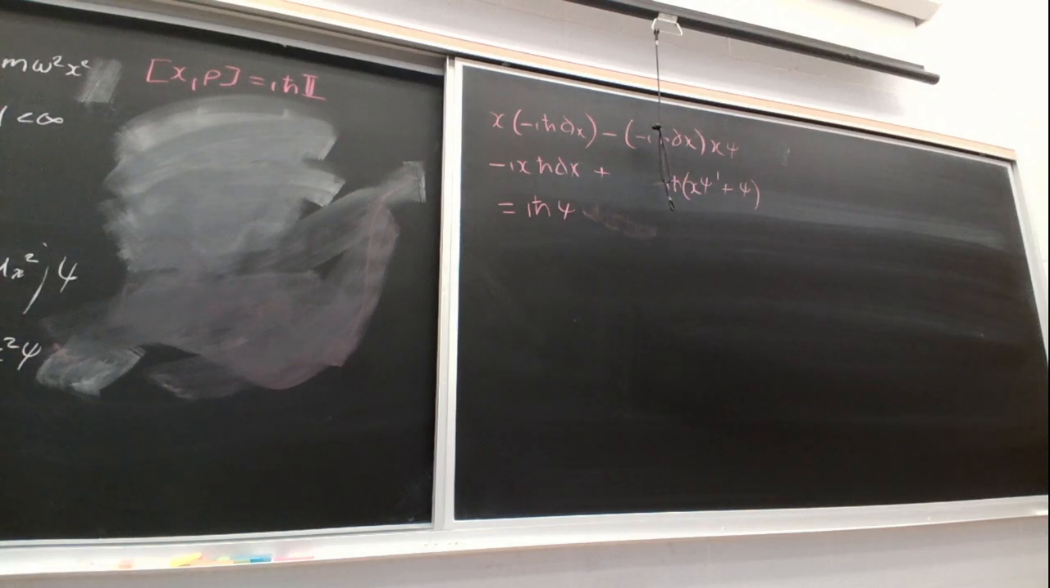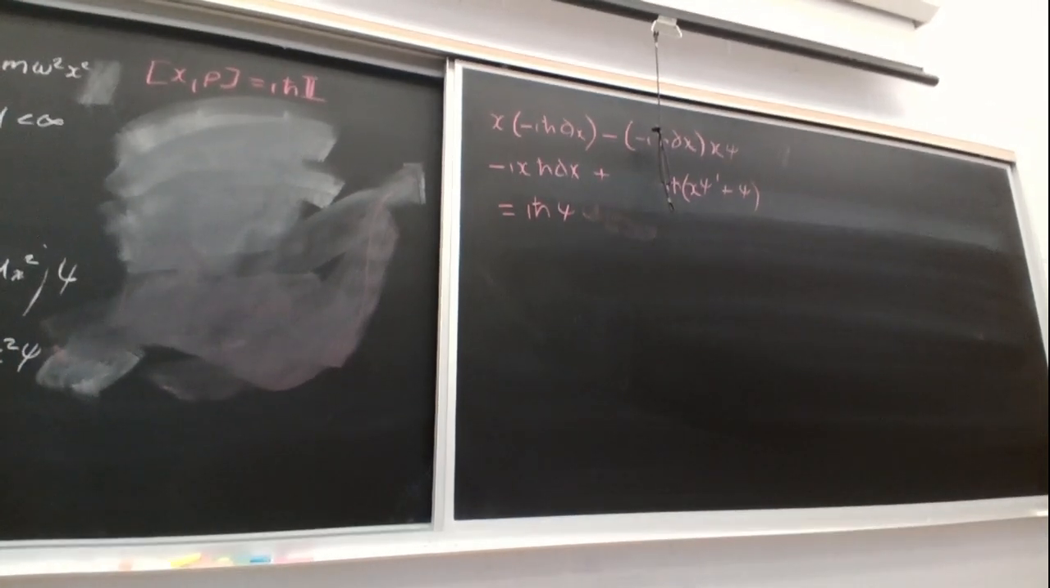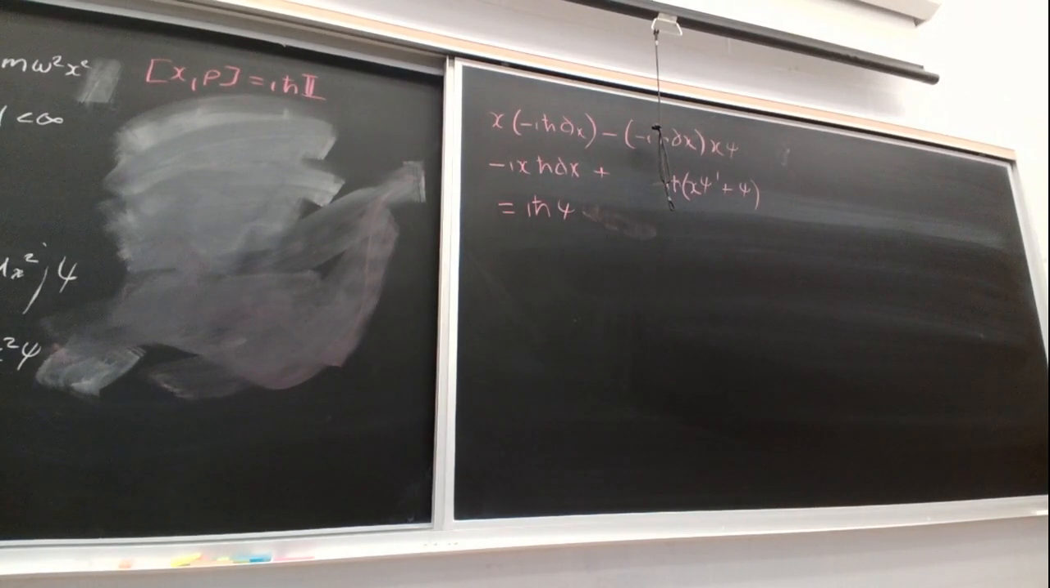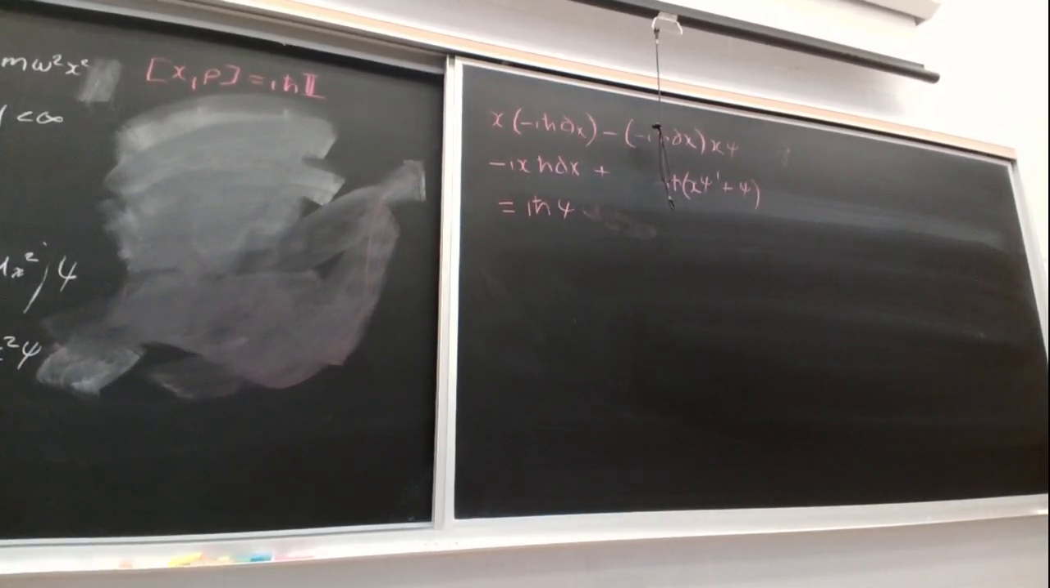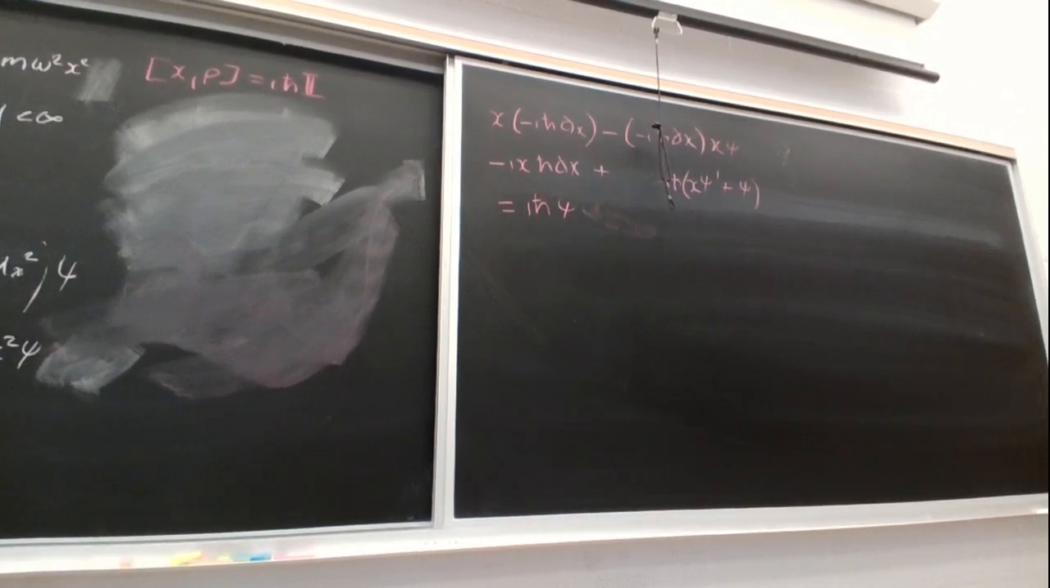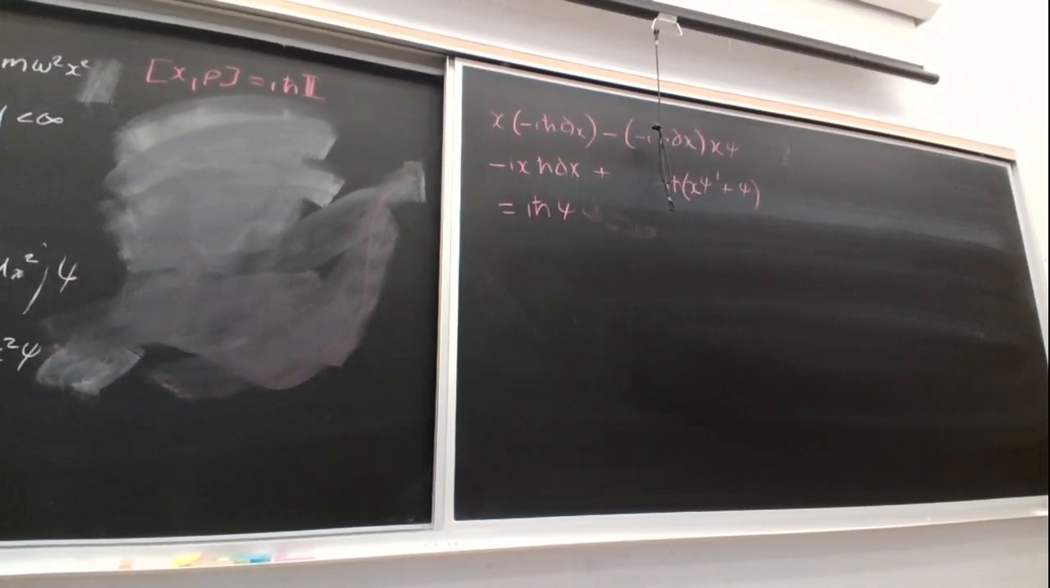So we want to figure out what the spectrum of H is. We want to find the eigenvalues. And when you look at that operator, it looks kind of confusing. It's not immediately obvious to me how this works.